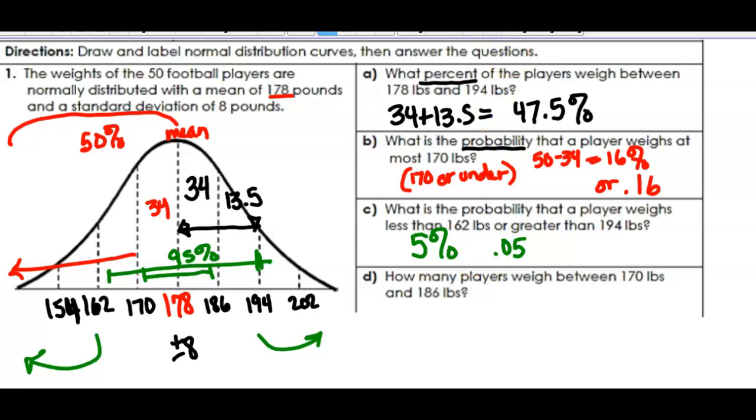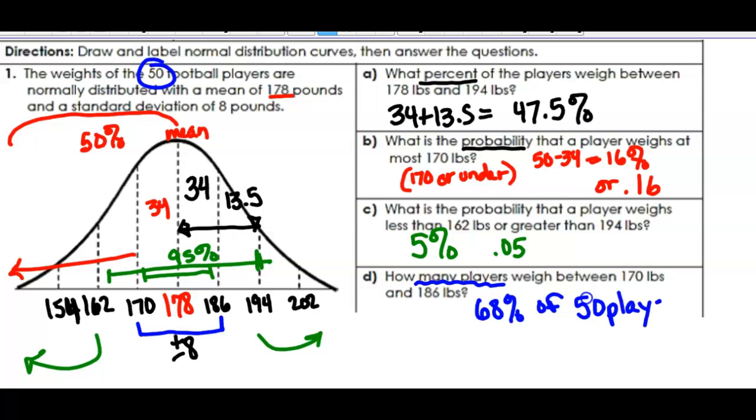This is the kind you got to be a little tricky with here, and you have these on Delta Math. How many players weigh between 170 and 186? Well, 170 and 186 is just one standard deviation each way, so it would be 68%. But you have to finish the problem. They told us there were 50 players here. So we have to actually calculate that. So it's 0.68 times 50 players, which is 34 players is what they wanted.